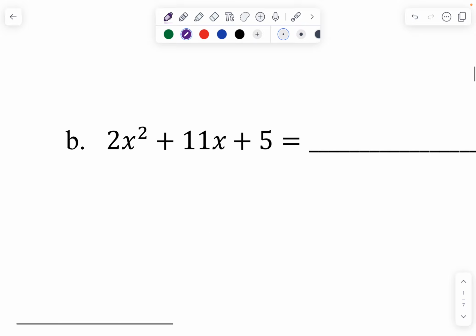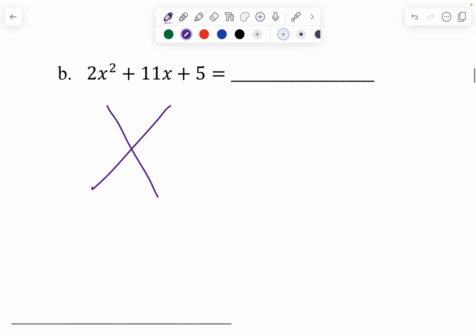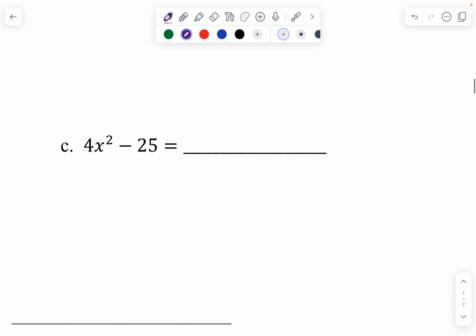On letter B, there's 3 terms, so it's a trinomial. So that's where you're looking to do the whole X diamond to factor it. In letter C, there are 2 terms, and both terms are perfect squares. And then there's a difference of 2 squares, so that follows that special pattern from the other day. So go ahead and take 10 minutes to solve those problems. Pause the video now to come back and we'll talk about them.